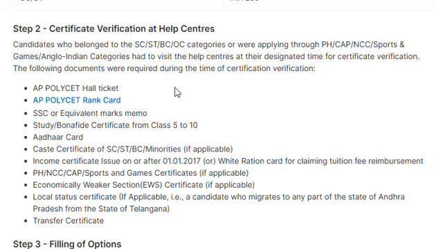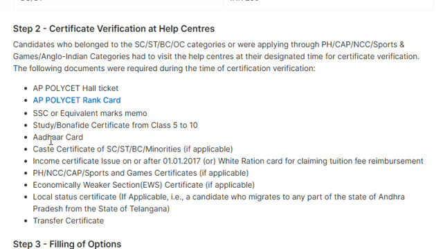After paying the processing fees, you will get a receipt. That receipt you should take a printout of, and the AP Polycet hall ticket, AP Polycet rank card, SSC marks memo, and study certificates from class 5th to class 10th. So students, this is the study certificate you want, from class 5th to class 10th. On some websites it will show from class 4th, in some from class 3rd. So no problem, students. You can take the study certificate from 1st to 10th class.